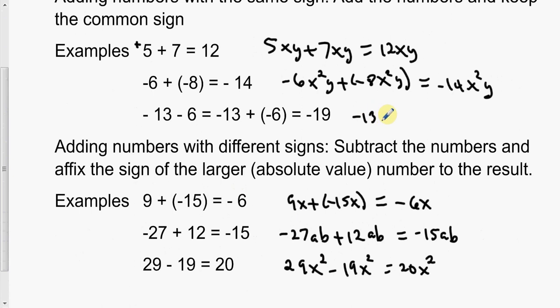Got -13y minus 6y. This is -19y. Okay. So this should help dealing with the monomials and the binomials and adding, subtracting, multiplying, and also dividing.